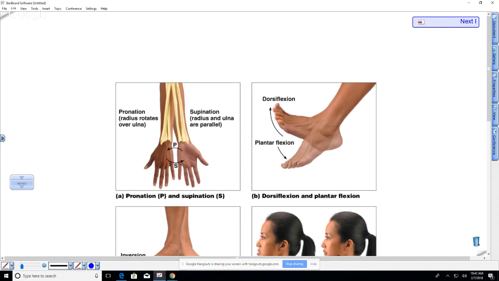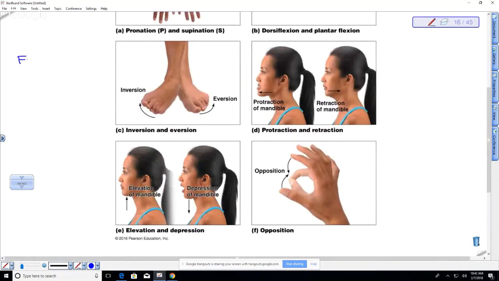We also have one more that I forgot to mention, which was this one. So this is in the foot. So inversion would be bringing the bottom of the foot to the inside. So medial. So like if you tend to wear your shoes like I do, which is like I walk on the outside of my feet, I'm actually kind of inverting, right? So I'm kind of pushing the soles of my feet to the inside. And then if you walk like this, that would be eversion, right? So where you're standing on the inside of your arches. Okay. So eversion is bottom of foot to the outside.